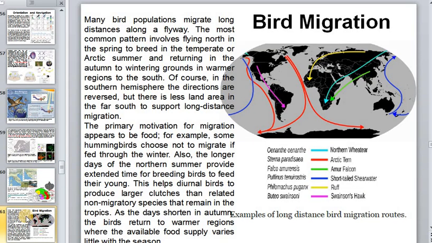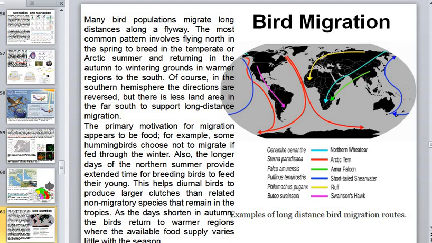And many bird populations migrate long distances along a flyway. Here we see this flyway for some kinds of birds, of course. Migration is the regular seasonal movement, often north and south, undertaken by many species of birds. Birds' movements include those made in response to changes in food availability, habitat, or just weather. Sometimes the journeys are not termed true migration because they are irregular: nomadism, invasions, or in only one direction, dispersal, the movement of young away from the natal area.